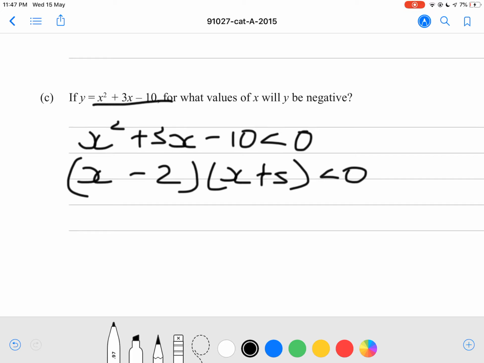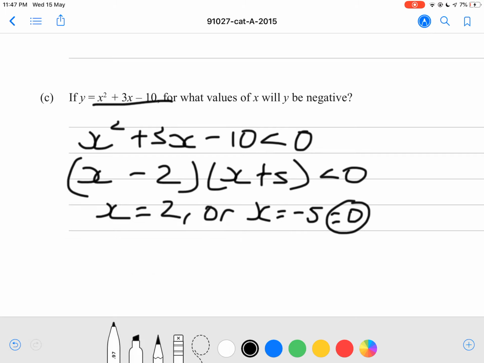So when x equals 2, or x equals negative 5, we get equal to 0. Okay, that's what we get. If we plug in x equals 2, we get 0. And if we plug in x equals negative 5, we get 0. But we don't want it when it is equal to 0. We want it to be when it is less than 0.